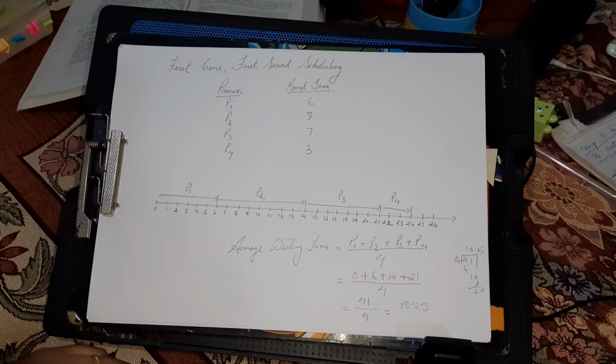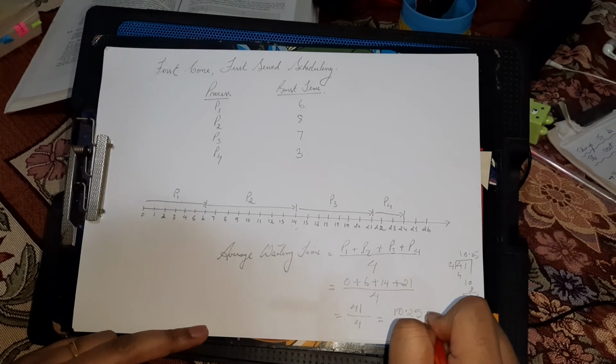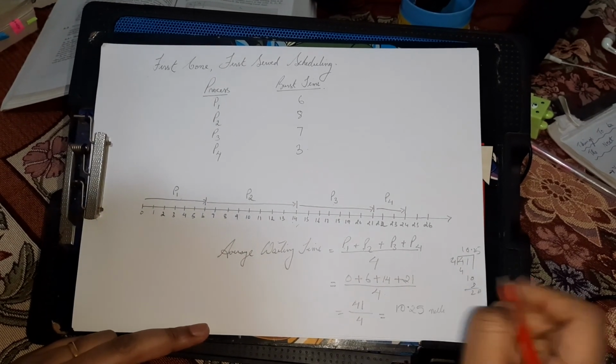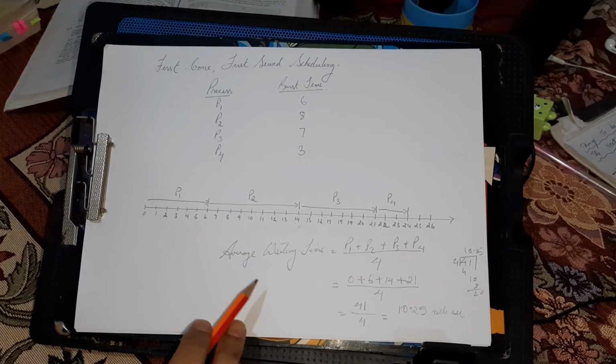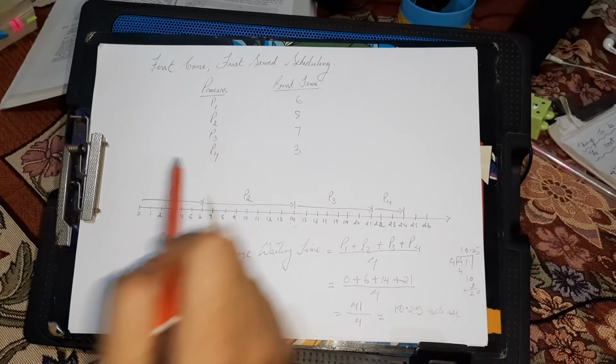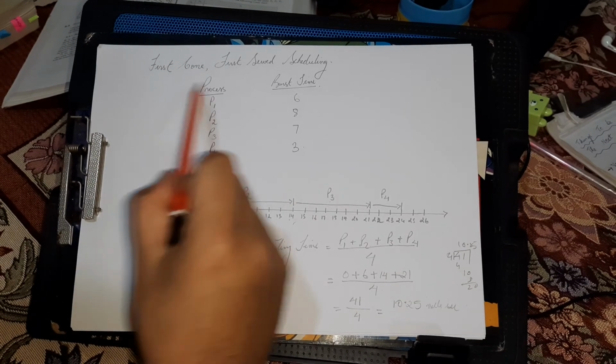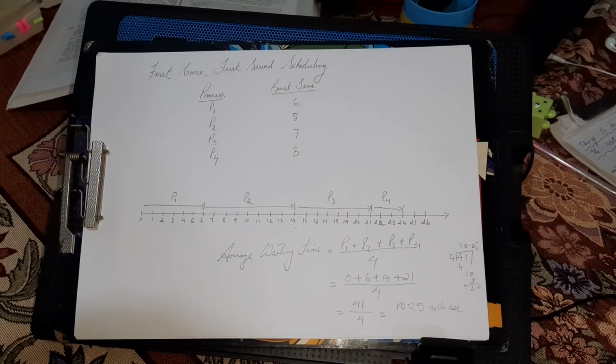10.25. So this is in terms of milliseconds, so let's write down milliseconds. So the average waiting time of P1, P2, P3 and P4 using this algorithm is 10.25 milliseconds.